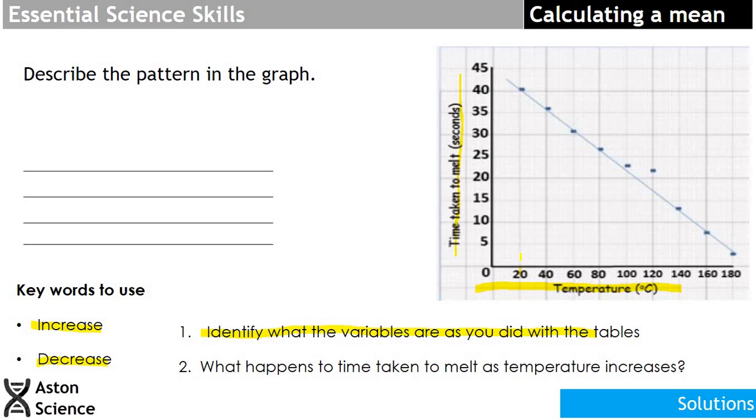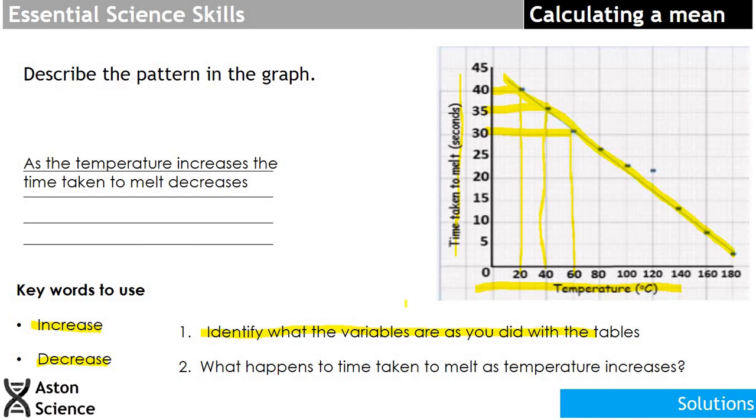So if we go to 20 degrees, we can see that we have a time taken to melt of 40. At a temperature of 40, we have a time taken to melt at 35, and at 60, we have a time taken to melt at 30 seconds. So we can see that as temperature is increasing, time taken to melt is decreasing. Once again, this is shown by our line of best fit cutting across the graph. So the answer would have been, as the temperature increases, the time taken to melt decreases. So well done if you got that.